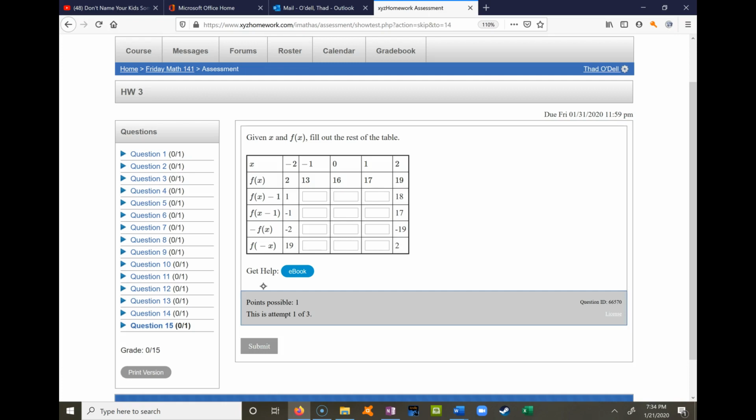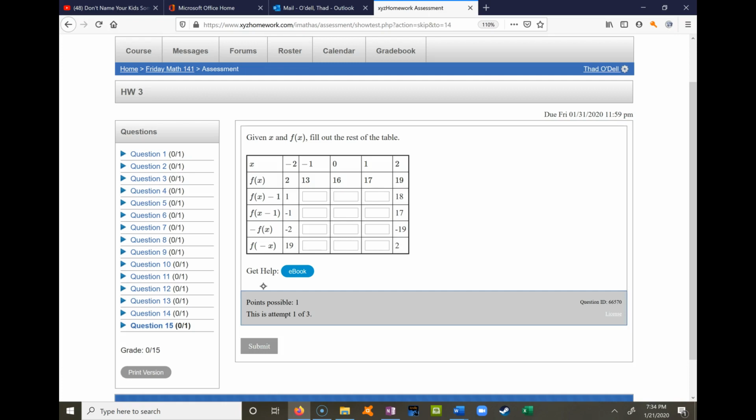So then we go to the next row and we're saying, okay, knowing the results of f of x when you plug those specific numbers in, what would happen if we plug them into a different function that's just like f of x, but with a -1 on the outside? So knowing our transformations, we know that a -1 on the outside just moves everything down 1.